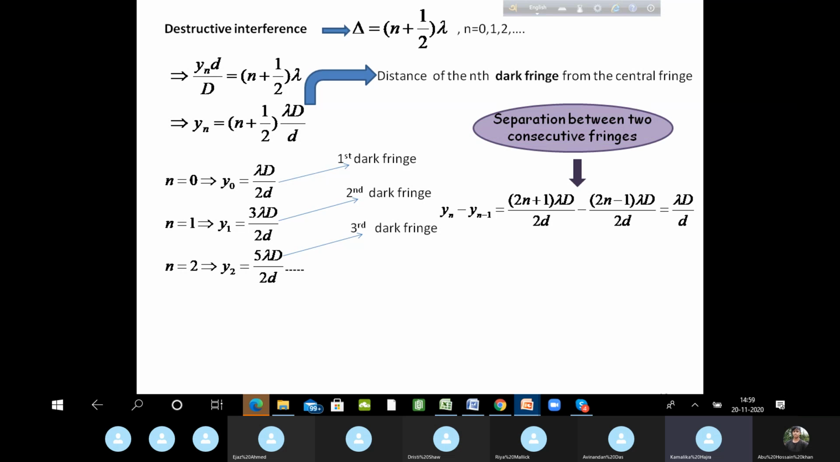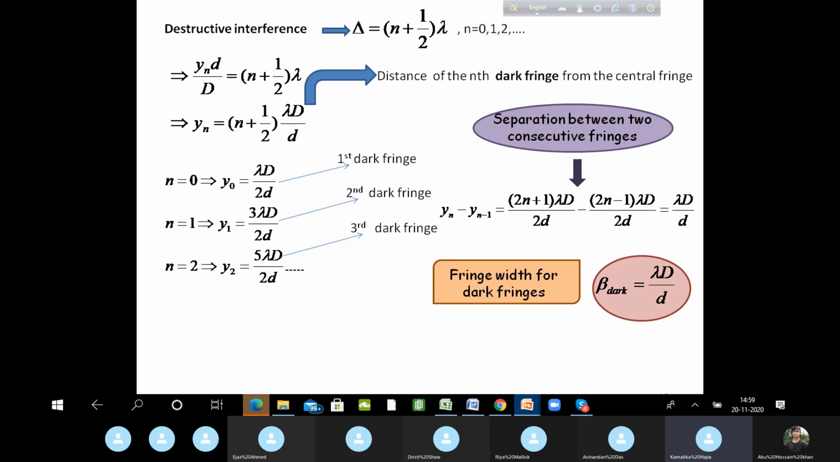And separation between two consecutive dark fringes is once again lambda capital D by d. So fringe width for dark fringes is lambda capital D by d. So we can clearly see that beta bright equal to beta dark equal to lambda capital D by d.